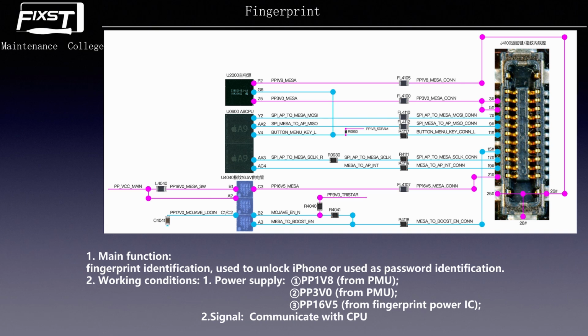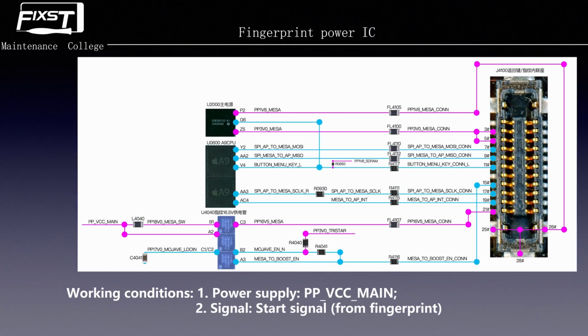Okay, we see the connector's 21 pin. On this pin, the power is sent by the fingerprint 16.5 voltage power, which is from the fingerprint power IC. If this power has some problem, the fingerprint cannot be recorded into the system. So we mainly talk about the fingerprint power IC.